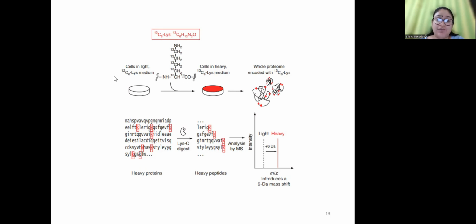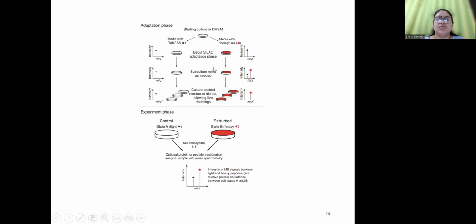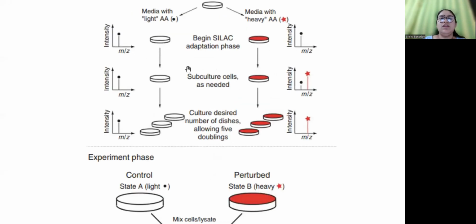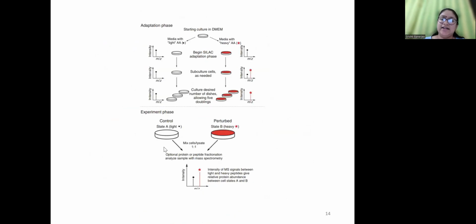Yes. Now, if you are performing an experiment, definitely you're not going to tag everything with a heavy label like heavy labeled lysine. So this is your starting culture, and this phase is known as the adaptation phase. One media is going to have light, the normal one, which may be the control, and the other one will have the heavy one, with the 13C lysine. You grow the cells, and once they are grown, you perform the experiment.